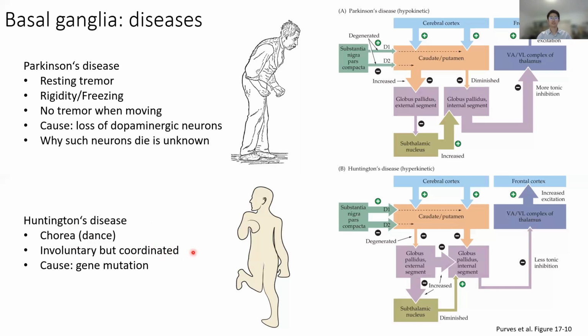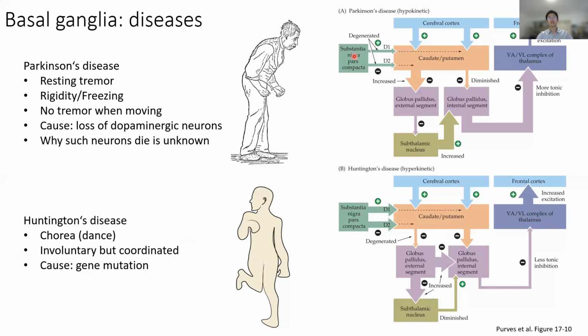That means coordination, like the cerebellum and spinal cord, is not damaged, so they can still produce coordinated movement. And the cause is, I think, still largely unknown, but many people think it is because of the genes. And let's look at what causes this dance in Huntington's disease.